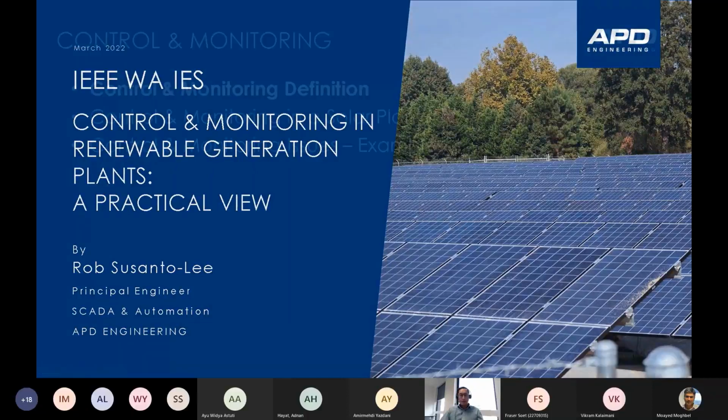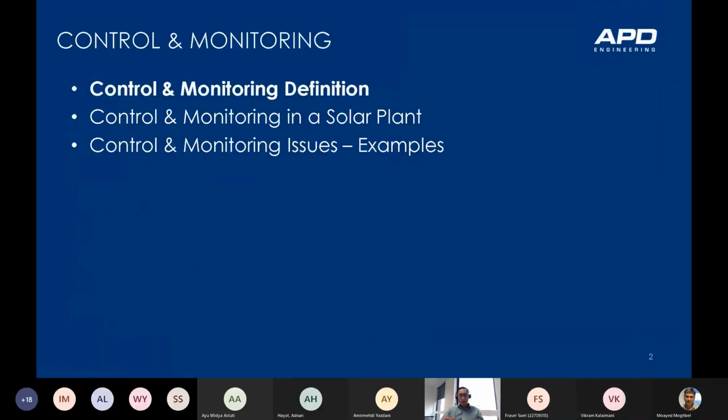I'm covering 3 things here. So first I'll define what it is, control and monitoring, what we as control engineers mean by control and monitoring. This is our perspective, and then we'll go through the types of things that we control and monitor in a solar plant, and the communications issues that arise in implementation, and we'll discuss some real-life examples of these implementation issues that we've experienced.